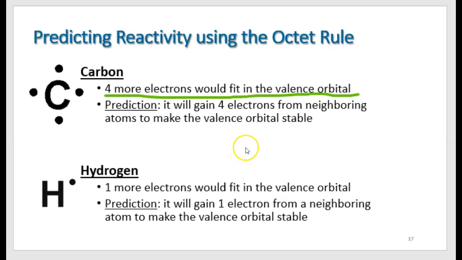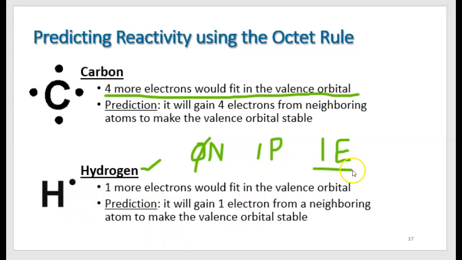Let's look at a different example: hydrogen. Hydrogen has an atomic mass of 1. So it has 1 proton, and therefore it has 1 electron. It doesn't have any neutrons, 0 neutrons. But remember, it's got 1 electron, and that 1 electron is in the first orbital.